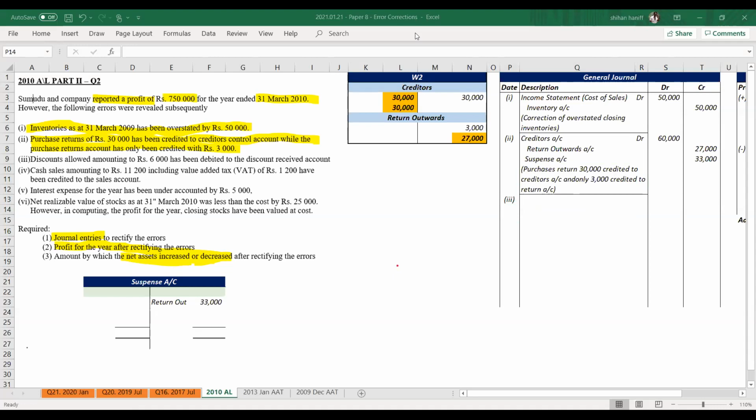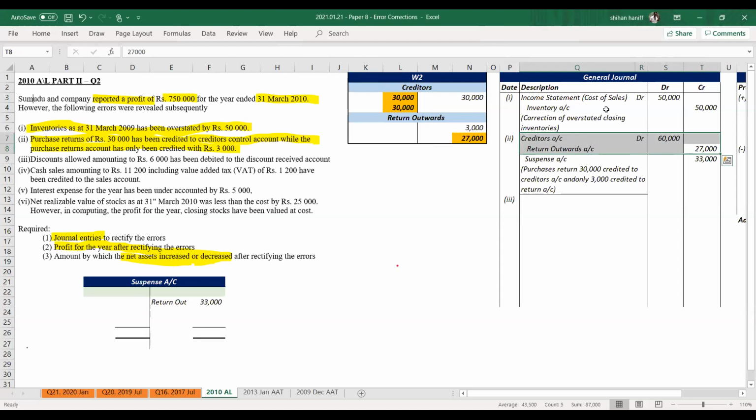We credit the suspense. There is a question, why do we credit the suspense account? Because once we do this correction, there is no further difference. We debit 60,000 and credit 27,000. So once we do this, all the errors are corrected.